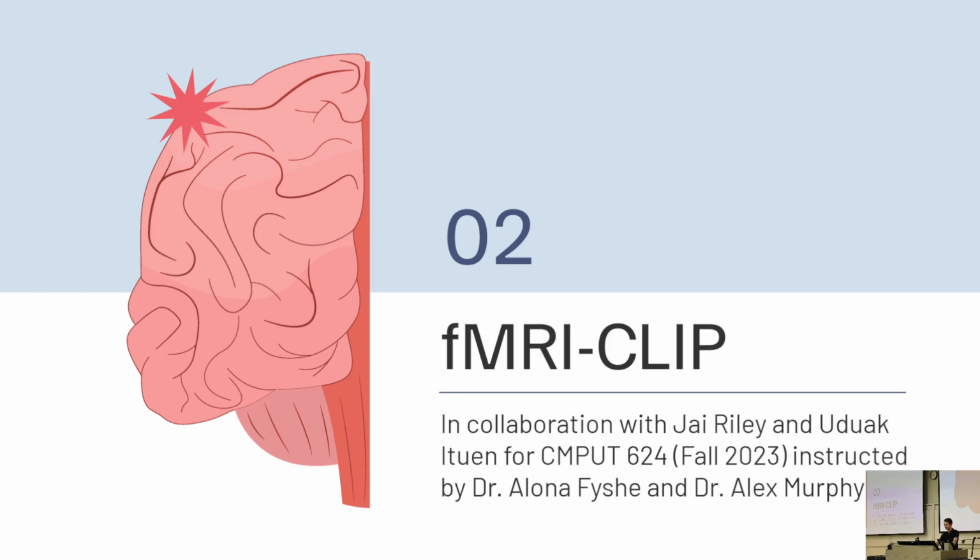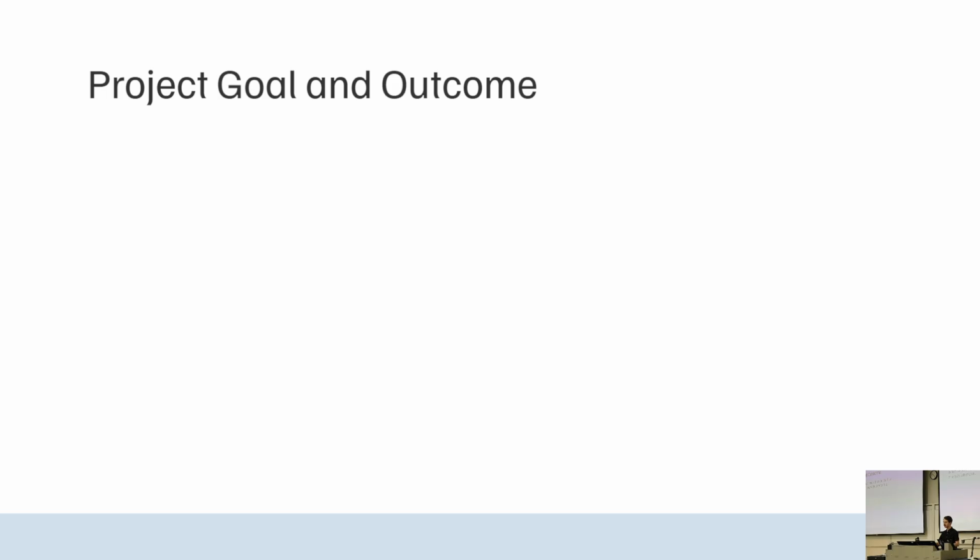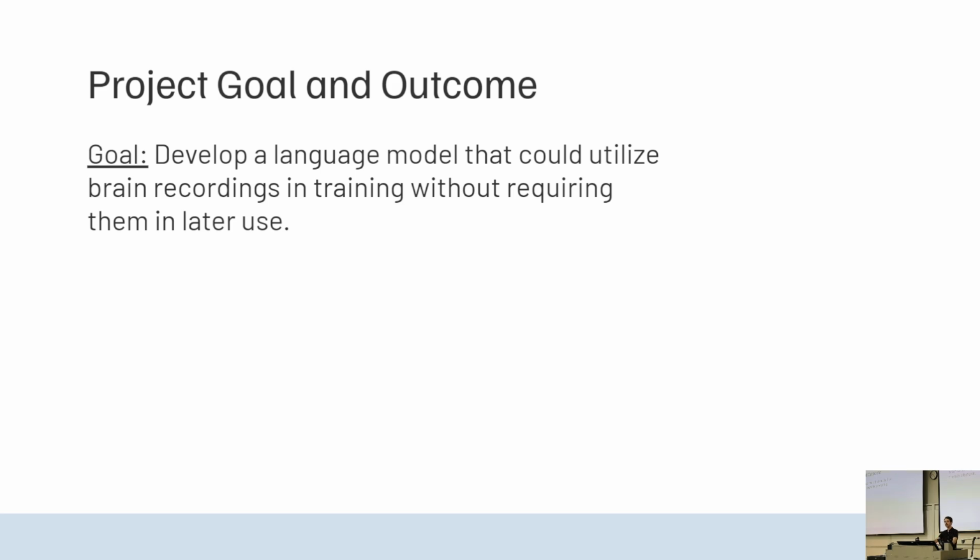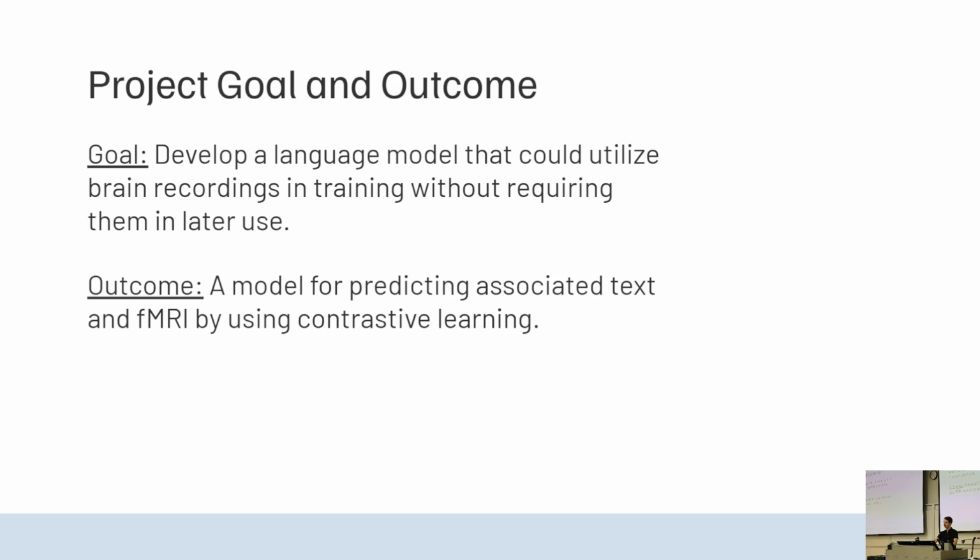So the original goal of this project was that we wanted to develop a language model that could utilize brain recordings in training without requiring them in later use. So our goal was to basically improve the performance of a language model by using real human brain data, but we didn't want this brain data to become a requirement to use the model later on. What we ended up making, though, was a model that could predict associated text and fMRI scans of individuals reading that text by using contrastive learning.